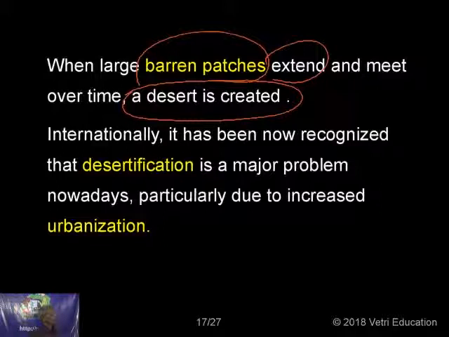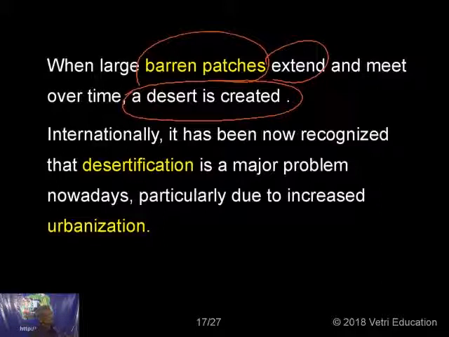Internationally, it has now been recognized that desertification is a major problem nowadays. Even among agriculturalists, there is a move that Tamil Nadu should be announced as a desert area, unfit for cultivation, and the government should support all the farmers. They say that once upon a time, a part of Tamil Nadu, Tanjore, was called the granary of Tamil Nadu.